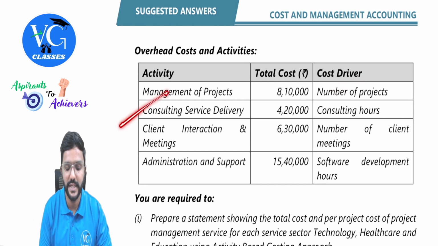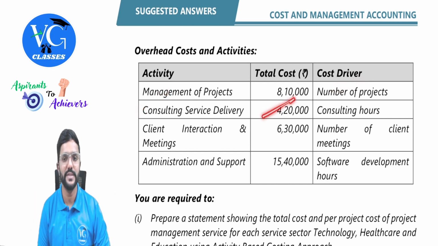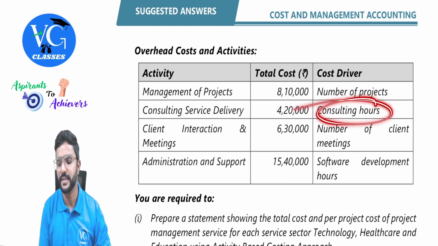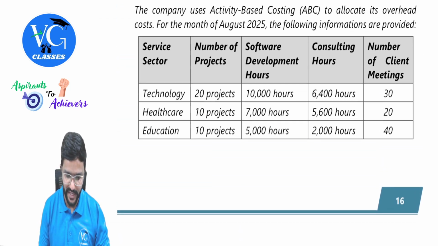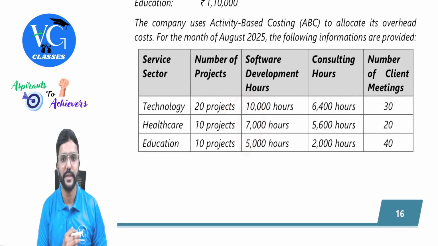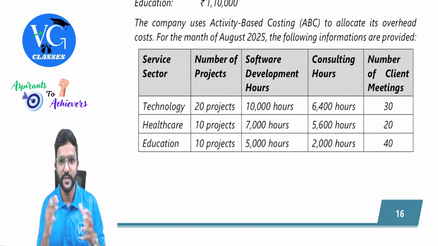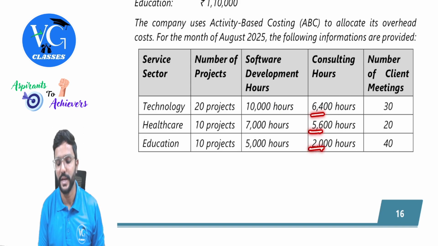Next, consulting service delivery. 4,20,000 is the activity cost. Consulting hours is the cost driver. So ratio, please. Sorry, consulting hours, right? One second. So 64 is to 56 is to 20. I have just removed zeros. You can further simplify it also, but I have just taken 64 is to 56 is to 20.